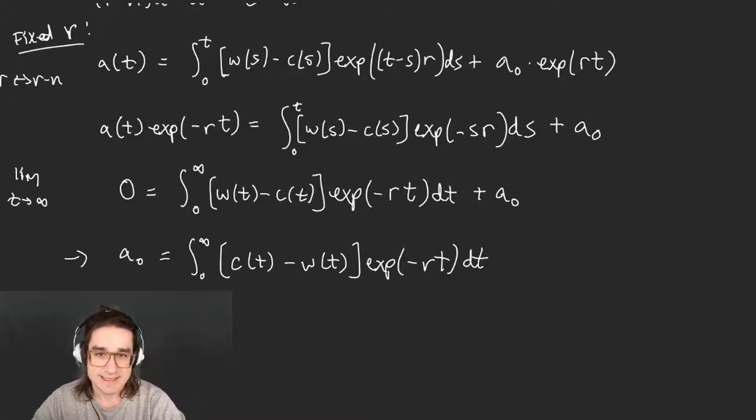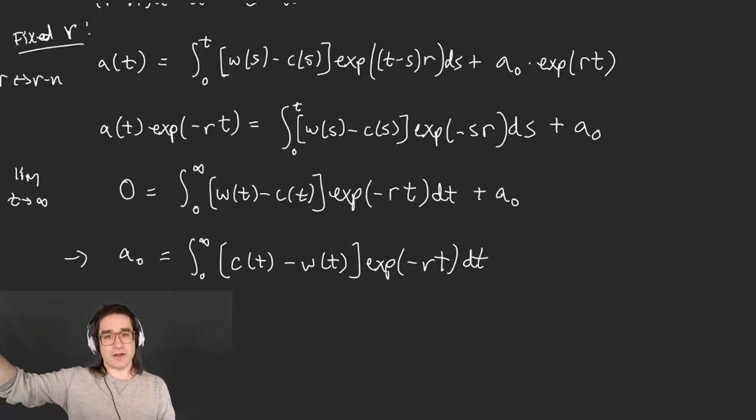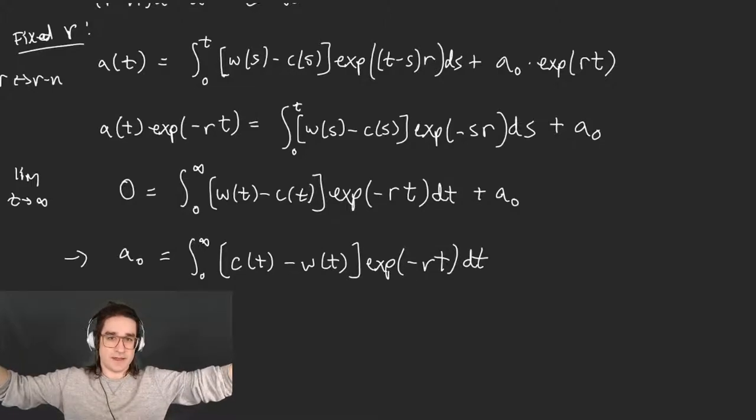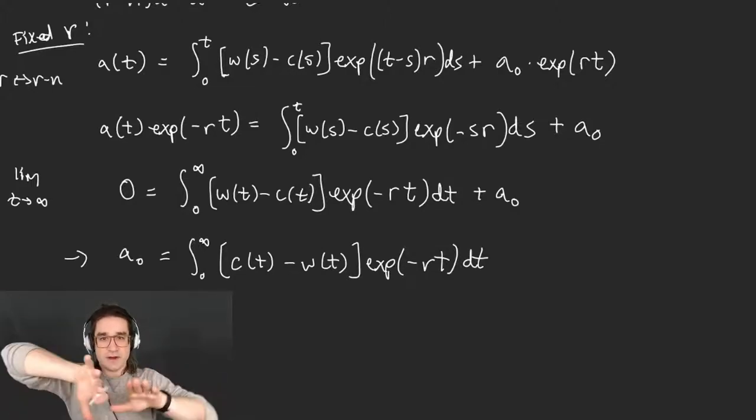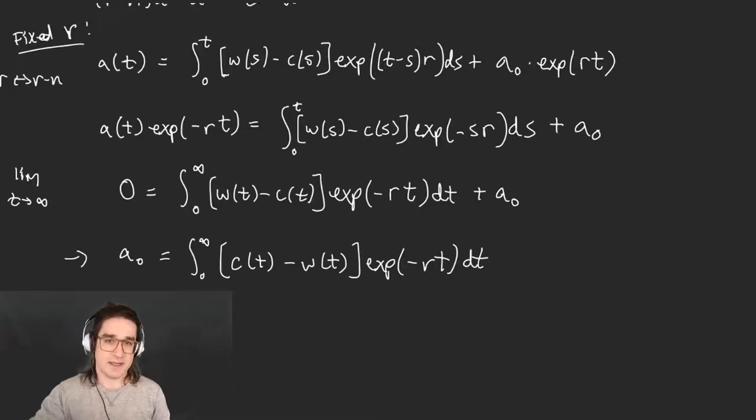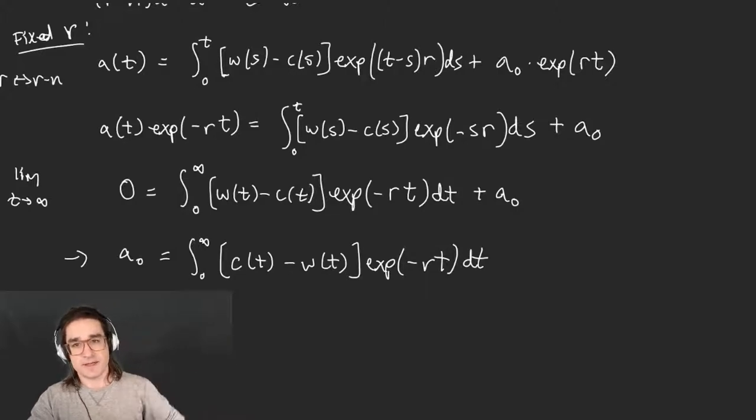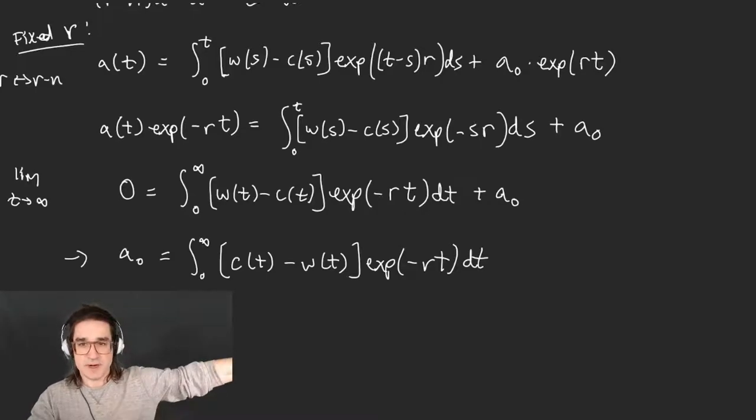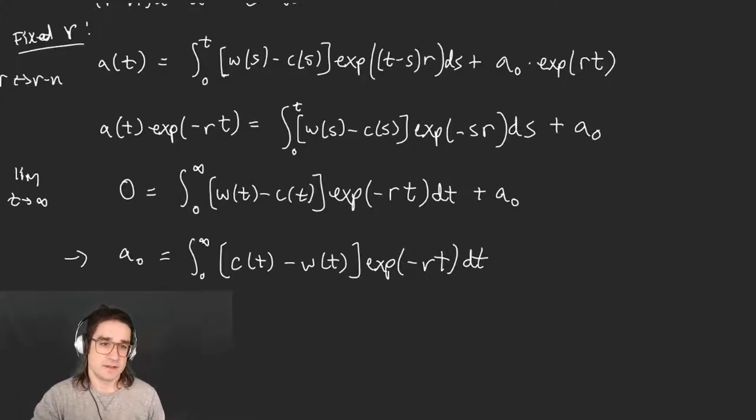If your initial A is zero, then that just means that the integral of C, e to the minus rt, equals the integral of W of t, e to the minus rt. If A was zero, you could just do C equals W with the integral still there, which just means the present value of your path of C equals the present value of your path of W. That's reasonable: you start with zero, you have some present value of wages that you expect to have, and the present value of your consumption stream should be equal to that.